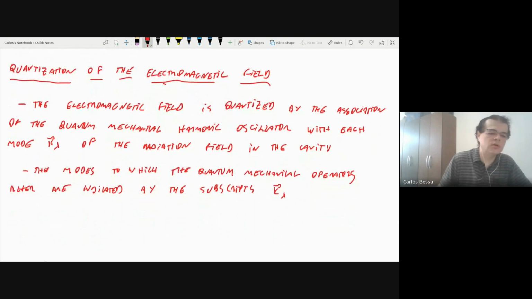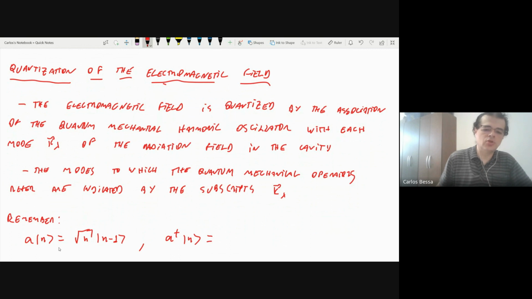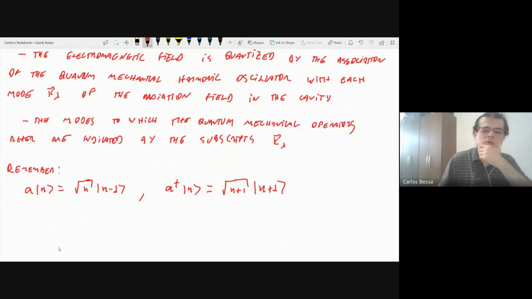So just to remember, when we consider the harmonic oscillator operators, the creation and annihilation operators, we have the annihilation operator for the harmonic oscillator, given when applied to a number state n by this relation, and likewise for the creation operator.